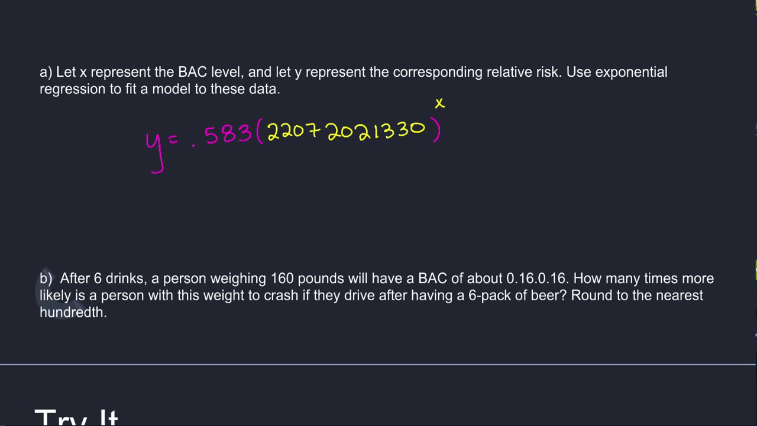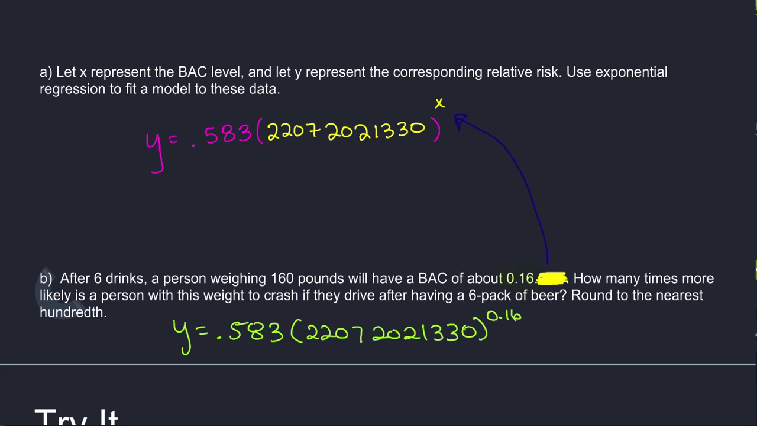And sorry about that. There's extra. It was written twice. How many times more likely is a person with this weight to crash if they drive after having a 6-pack of beer? Round to the nearest hundredth. So what you're going to do is take this 0.16 and sub it into here. So you're going to have y equals 0.583 times 2,207,202,1,330 carried to the 0.16 power.